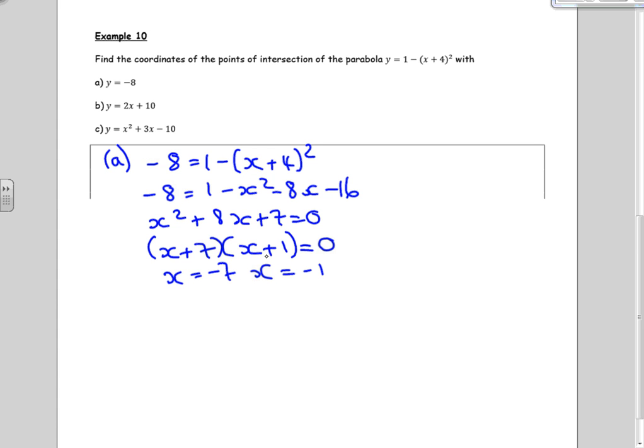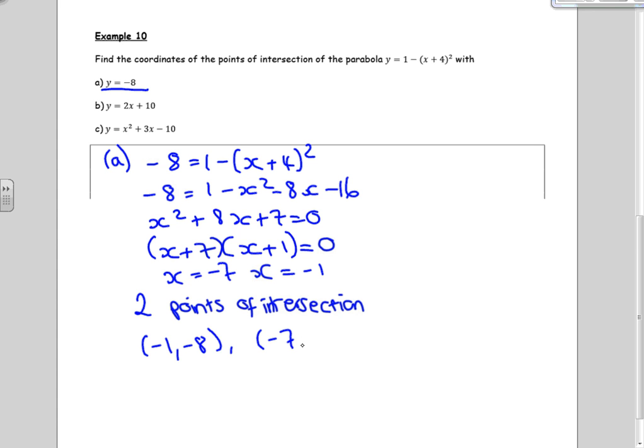And of course I don't need to find the y coordinate because y is equal to minus 8. So that means that we end up with 2 points of intersection, which are at minus 1, minus 8 and minus 7, minus 8. So moving on to part B. So again, both of these lines are equal to y, so we can just set them equal to each other.